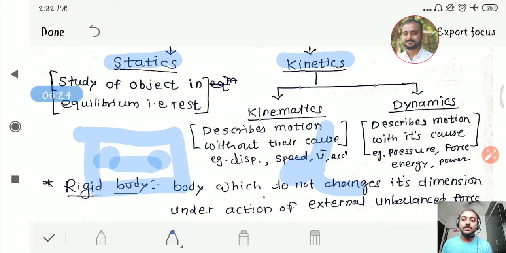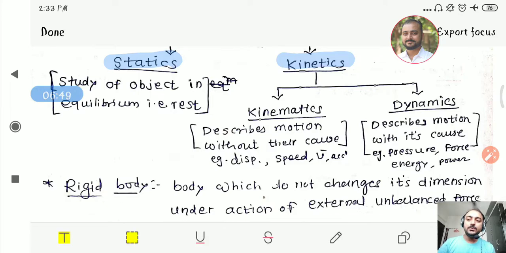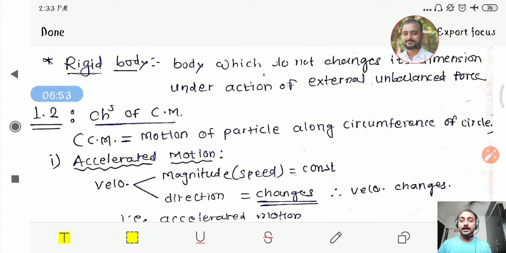In short, we can say the body which does not change its dimension, meaning length, height, whatever it may be, under the action of external unbalanced force, is said to be a rigid body. So the combination of this rigid body and dynamics, we have to focus.